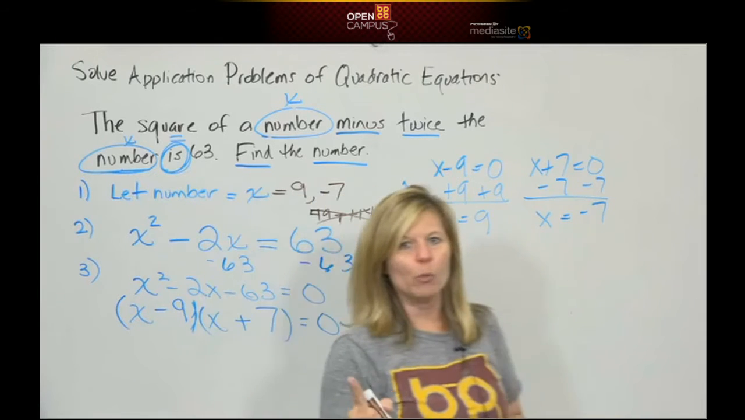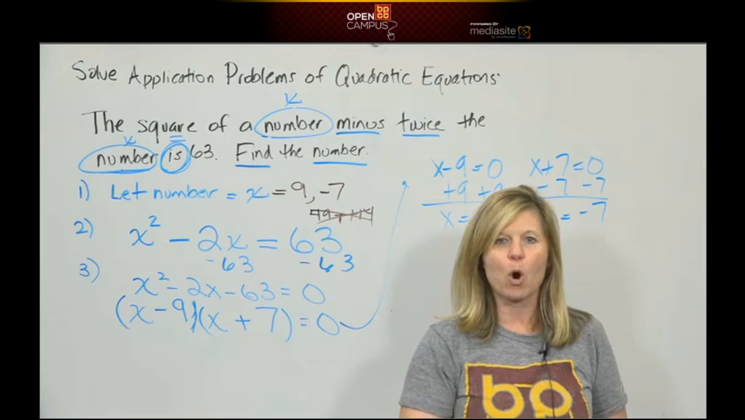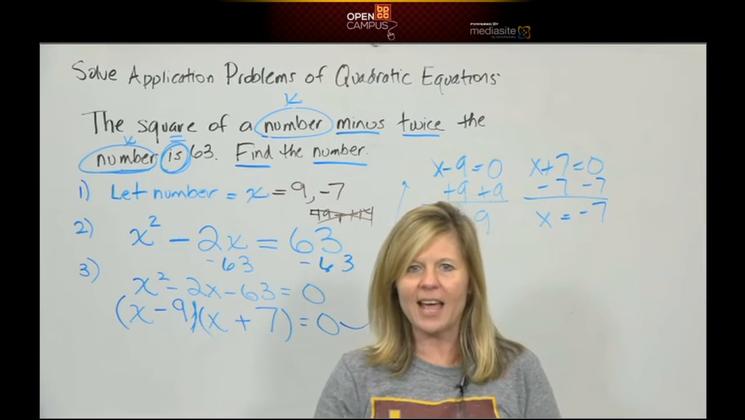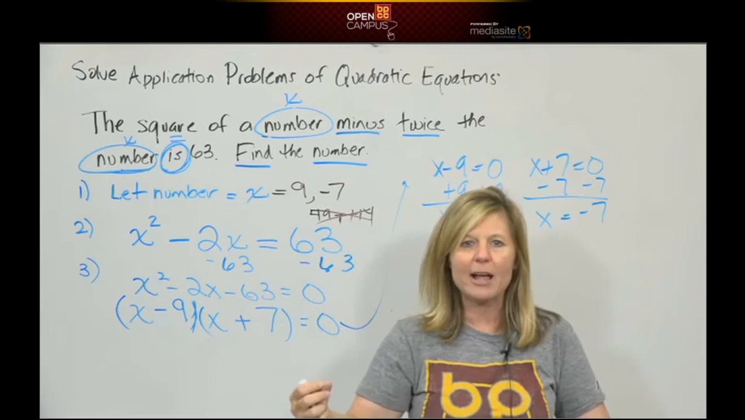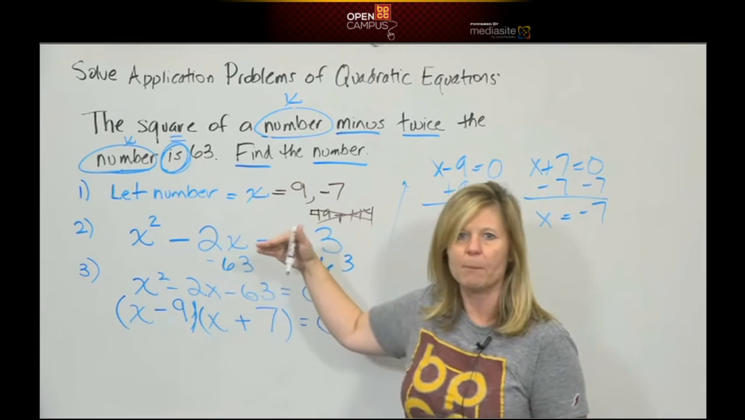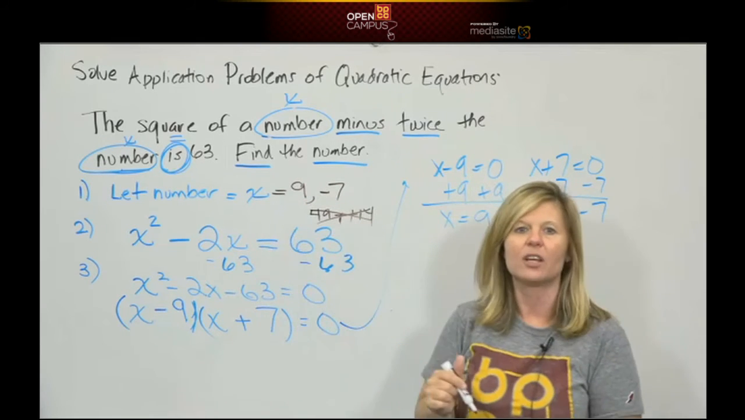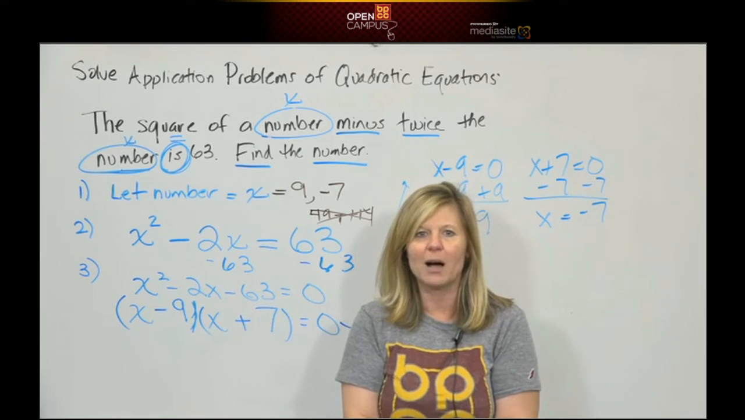So don't assume because you get a positive and negative answer to always throw the negative out. When we're working real life problems, if we're talking about finding an area, a length, a width, something, a measurement, it cannot be negative. But if we're just talking about finding numbers, numbers in the real world are positive and negative. So this word problem has two solutions. We are now done with Module 16.